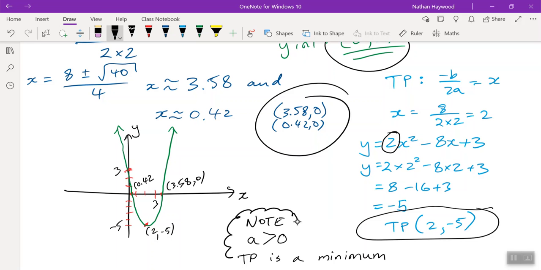This isn't necessarily worth any marks. I'm just showing you. Maybe you'll get a question. A is greater than 0. What does that tell us?